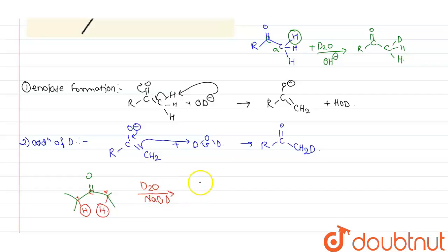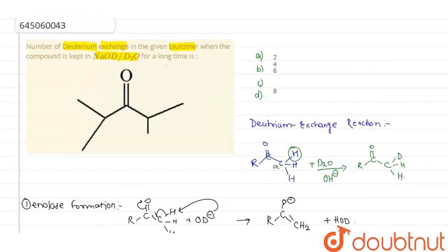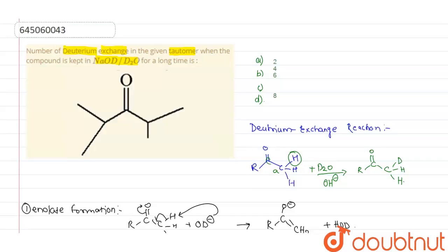So the end reaction is the exchange of all the hydrogens with deuterium. Here only 2 hydrogens are present, so these 2 hydrogens will be exchanged by the deuterium present here. So the end product of the reaction will be this. There are 2 protons which are acidic and which undergo this deuterium exchange reaction. So the answer of this question will be 2.